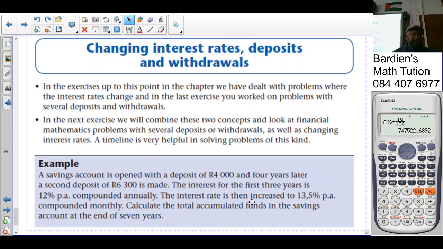In this exercise, up until this point, we are told in this chapter we have dealt with problems where the interest rate changes, and in the last exercise you worked with problems where several deposits and withdrawals were made. In the next exercise we will combine these two concepts. So we're going to look at a withdrawal or a deposit and an interest rate change, increase or decrease, taking place here. Okay.